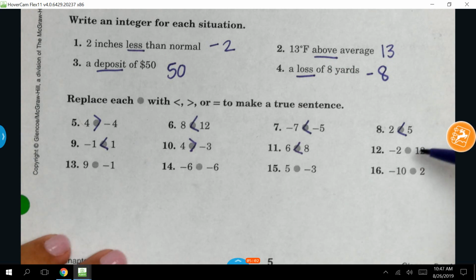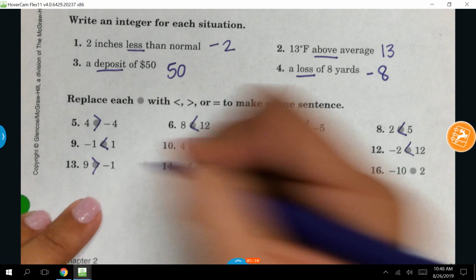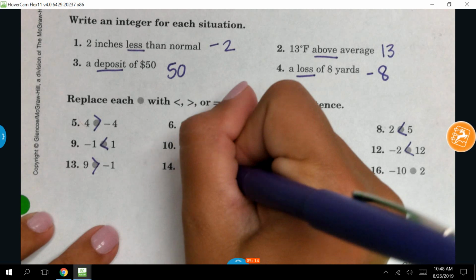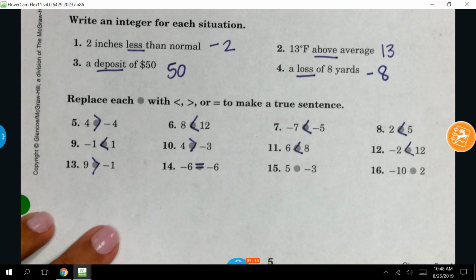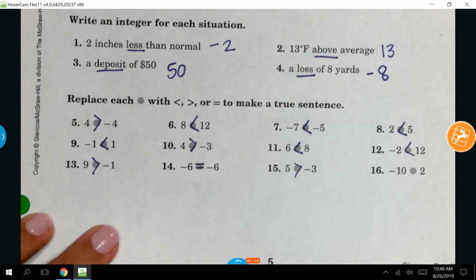Number 12, negative 2 and 12. Less than. 9 and negative 1, greater than. Negative 6 and negative 6, equal to. Good. 5 and negative 3, greater than. And negative 10 and 2, less than. Good. Questions on any of that?